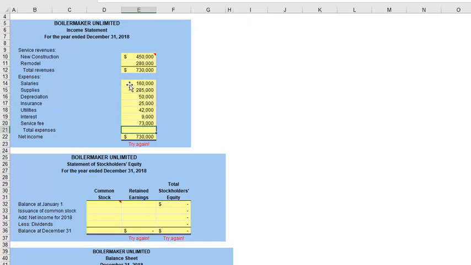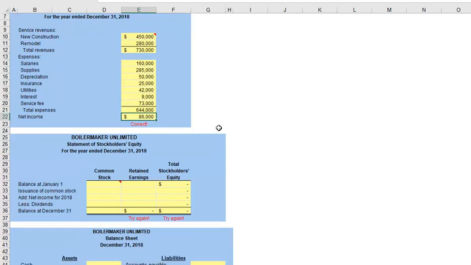We have total expense here. We can do a sum, and it's $644,000. I have set up a formula here, which is the total revenues less the total expenses. So $730,000 less $644,000 is going to be $86,000. That is our net income.